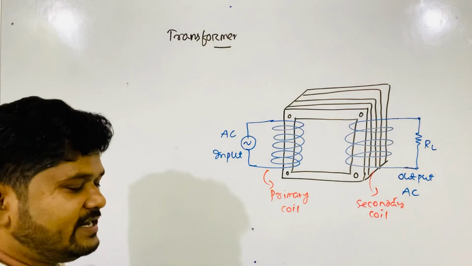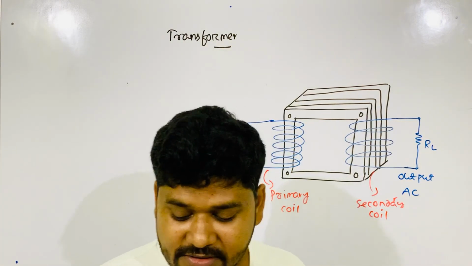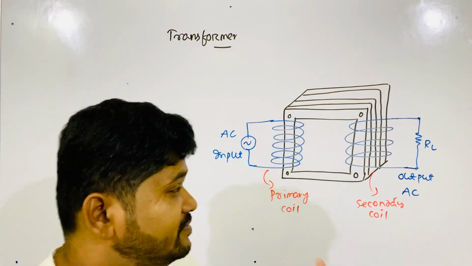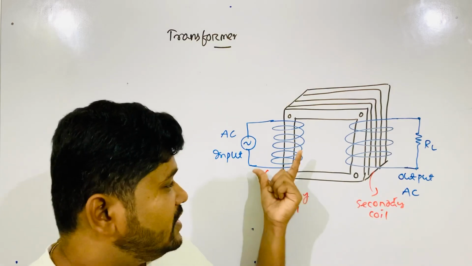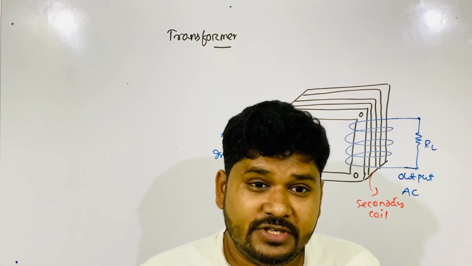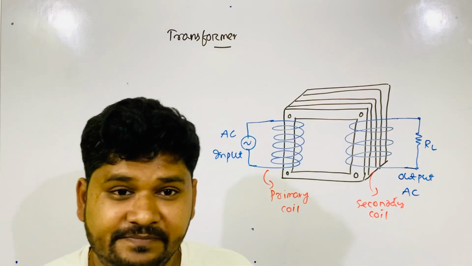Primary coil and secondary coil. Which coils? Copper coils having many number of turns. Two copper coils are wound on the two arms of the soft iron core. This is the transformer. Very easy construction.